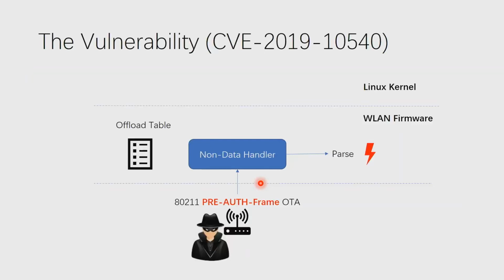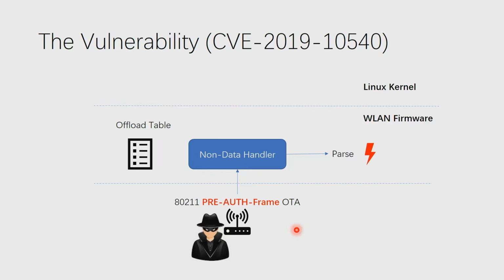Okay, let's check the vulnerability. The vulnerability CVE-2019-10540 has already been announced in the Android and the Qualcomm August security briefing. It has already been patched. If you are interested in the detailed information of the vulnerability, please check the security briefing in August 2019. This issue has already been fixed. This issue is in one of the offload handlers. You know this table. It's in one of these tables, and it's in the pre-auth frame handler. Pre-auth means you don't have to connect to a specific Wi-Fi access point. You just turn on the Wi-Fi, and you are leading to one level.